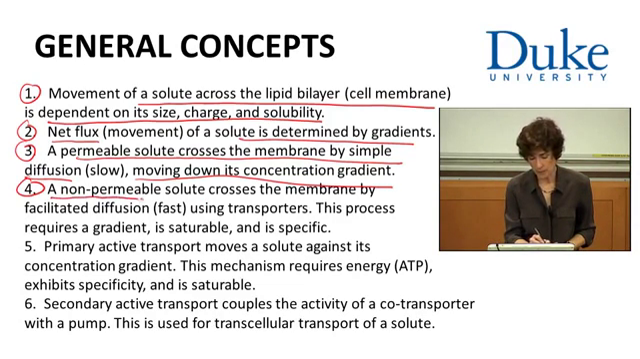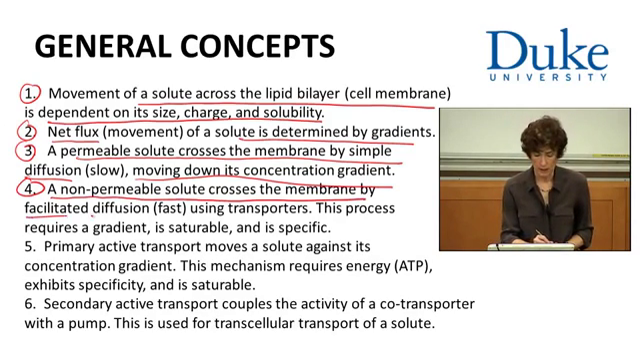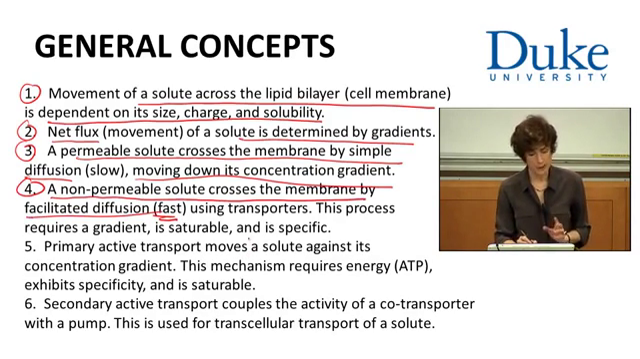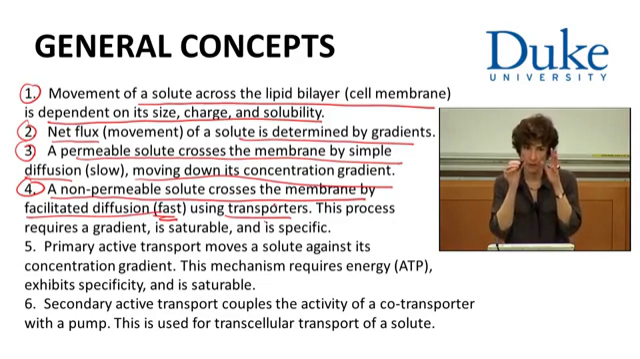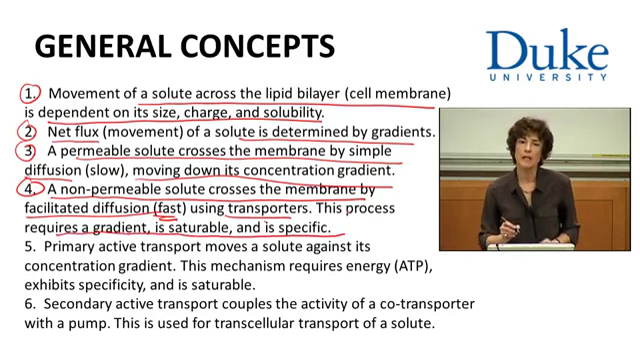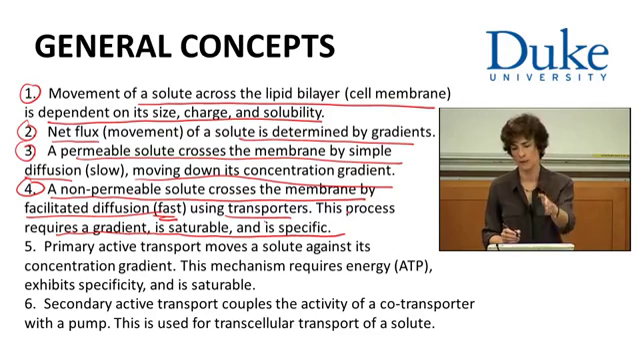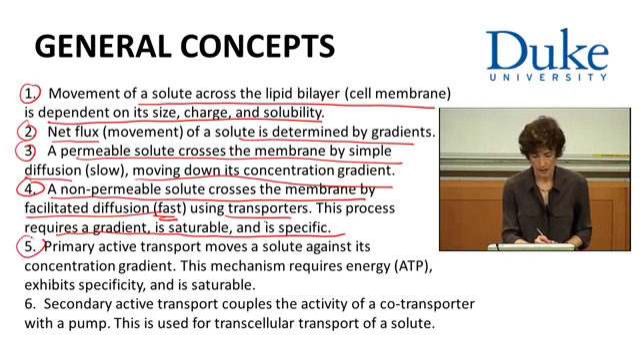Fourth, non-permeable solutes will cross the membrane by facilitated diffusion. This is going to be fast. It uses transporters, which are integral membrane proteins. And the process, again, requires a gradient. It's saturable and it's specific, and that's because it's using a transporter. So this is a much more targeted type of movement of materials across the membranes and into the cells.